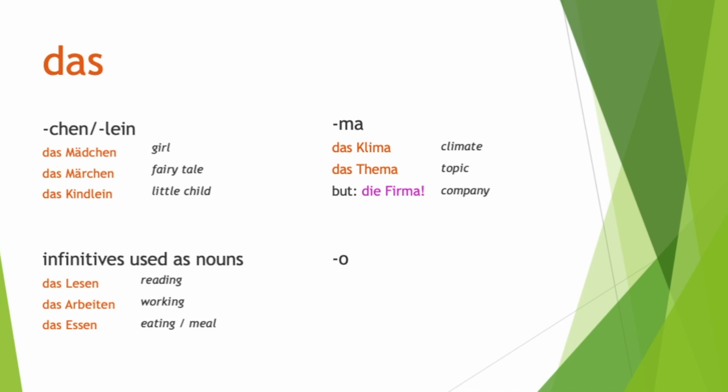Then also nouns ending in -o. Most of those are also from Latin roots. So, das Kino, the cinema or the movie theater. Das Büro, the office. But, important exception, der Euro, the euro, okay, the currency.